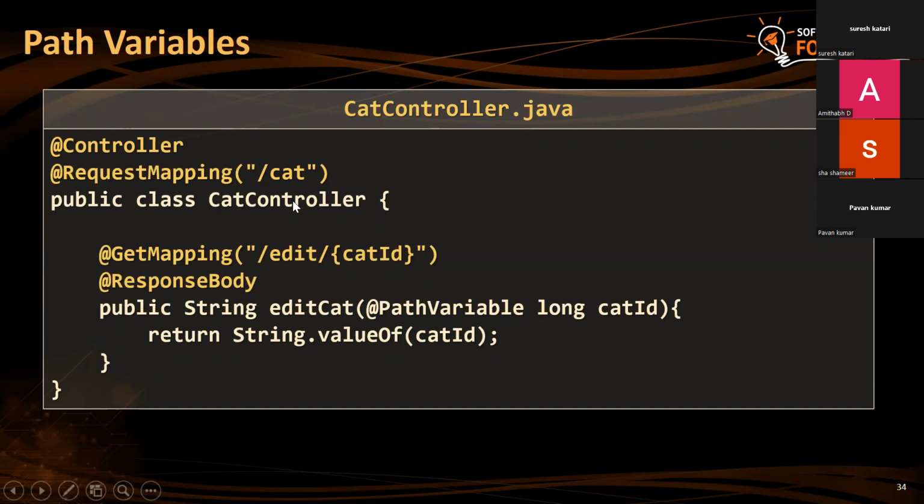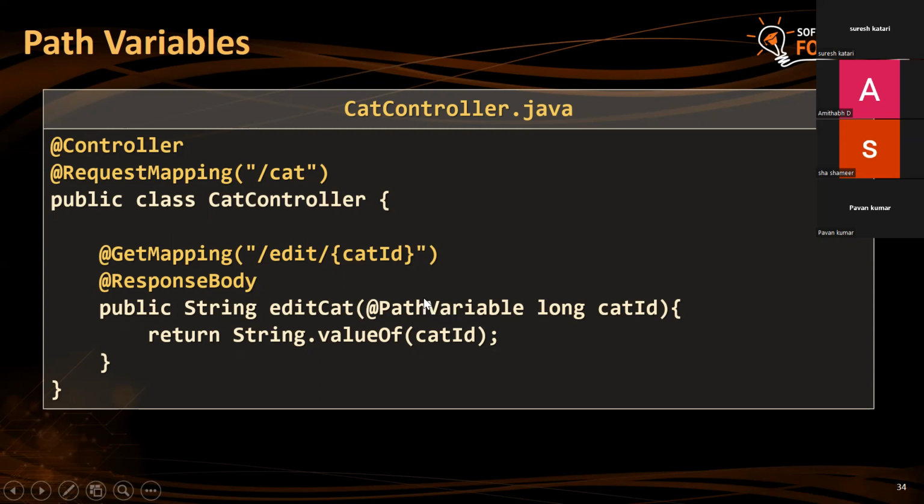Then within the CAT controller, if you have many actions, to identify each one individually, we can provide another path. So that is method level mapping. This is the class level mapping. This is method level mapping for the request. Okay, this is how we can do it.